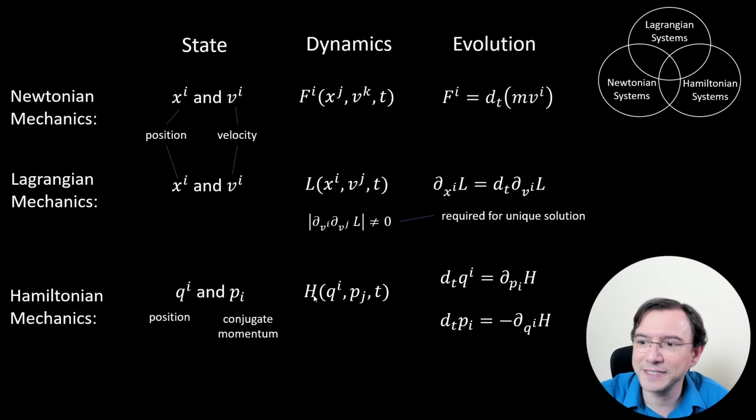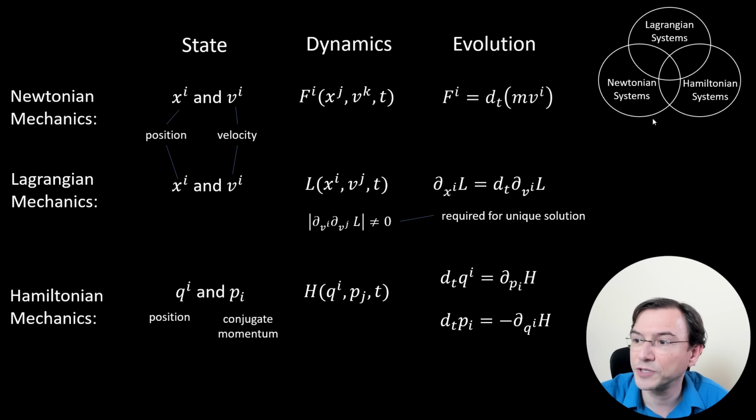The dynamics is given by the Hamiltonian, which is a function of position, momentum, and time. And the laws of evolution are given by Hamilton's equations. The total derivative in time of position is given by the partial derivative of the Hamiltonian with respect to momentum. And the derivative in time of momentum is equal to minus the partial derivative of the Hamiltonian with respect to position. And now what we want to do is essentially fill in this Venn diagram.